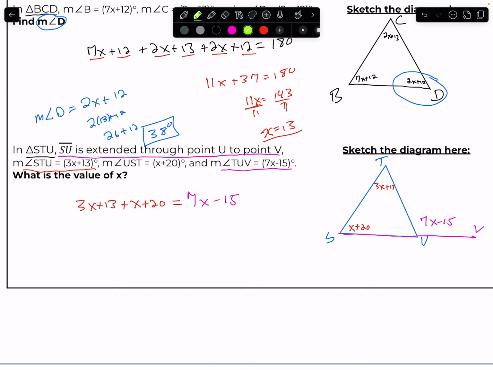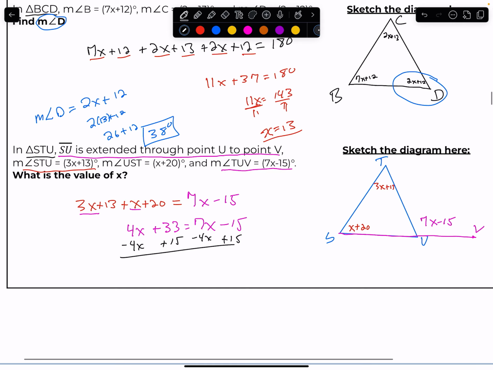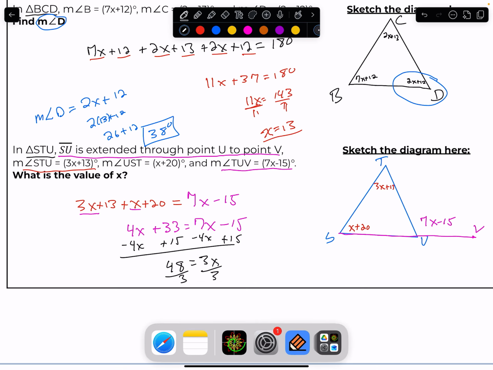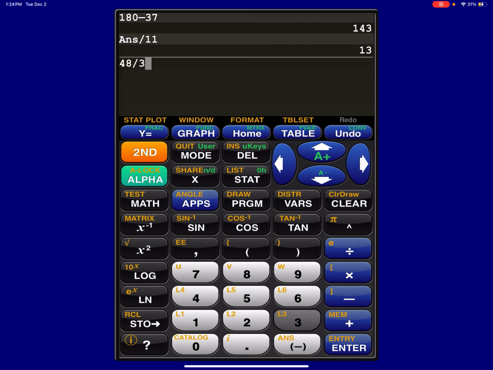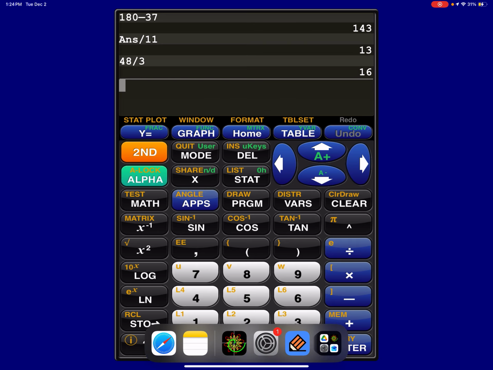All right, so now we go ahead and just solve for x. So I combine like terms over here. So I've got 4x plus 33 is equal to 7x minus 15. Whenever I'm solving algebraically, I like to keep my coefficients positive. So I'll subtract this 4x over here and then add 15 here, which is going to leave us with 48 is equal to 3x. So isolate by dividing by 3. And if you're not sure, 48 divided by 3, make sure I get this answer correct. I'm going to get 16.